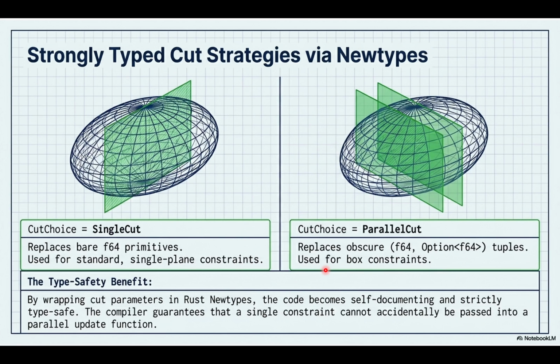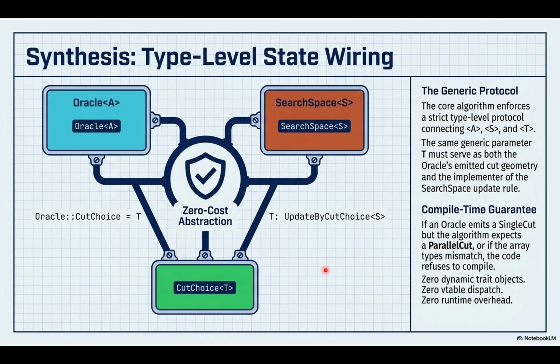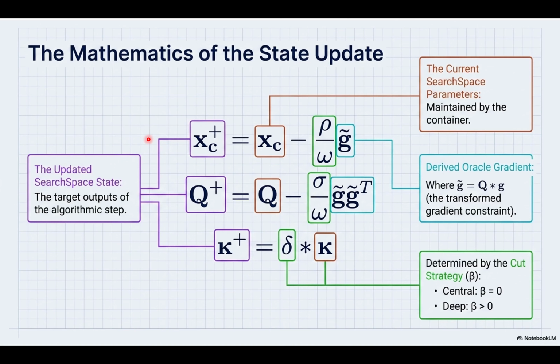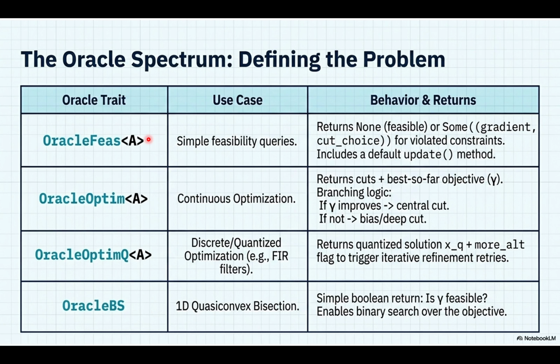Yikes. But this oracle includes a retry logic. It recognizes the cut had no effect and actively searches for an alternative, deeper cut until it actually eliminates a piece of the discrete grid. That is so clever. And because of the trait architecture we mentioned earlier, a developer can completely swap out a continuous math problem for a discrete one just by plugging in this Oracle Optim Q. Exactly. The rest of the engine, the kitchen, doesn't even notice the critic changed? Nope, the kitchen just keeps functioning.